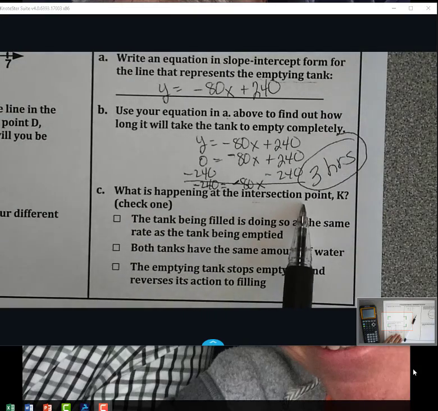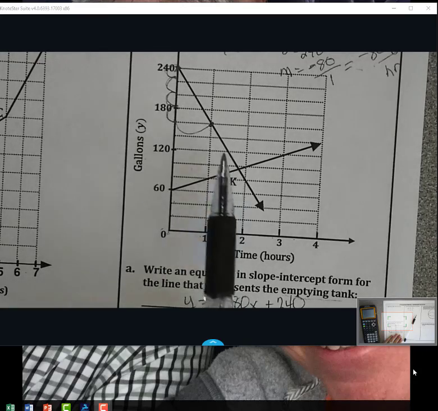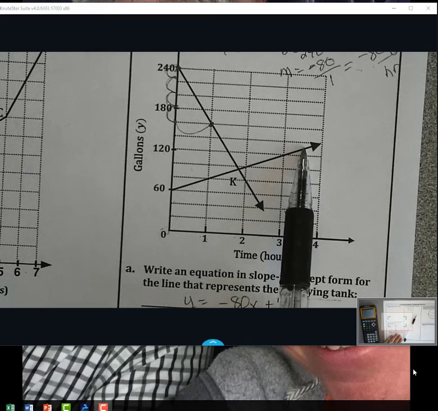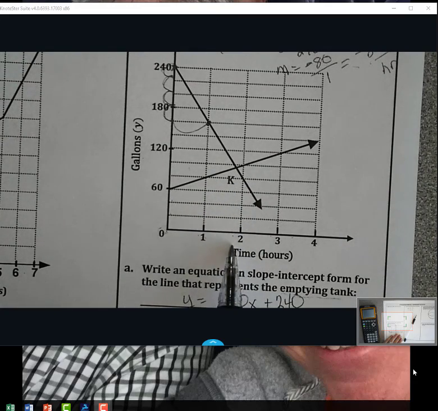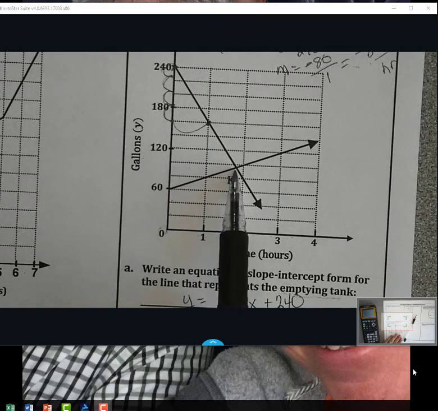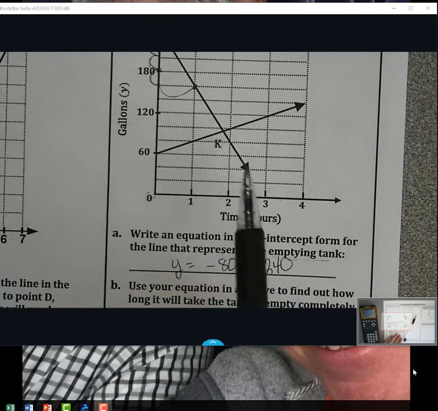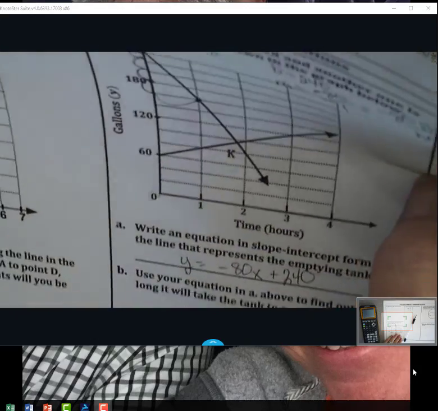Okay, what is happening at the intersection point K? Alright, well, right here we have one tank that's being emptied and one tank that is being filled, and point K is going to represent how long, right, because this is time, how long it's going to take for them to have the same number of gallons. How long it takes to have the same number of gallons, right, because it's x comma y. How many hours it takes to have the same number of gallons in both of the tanks.